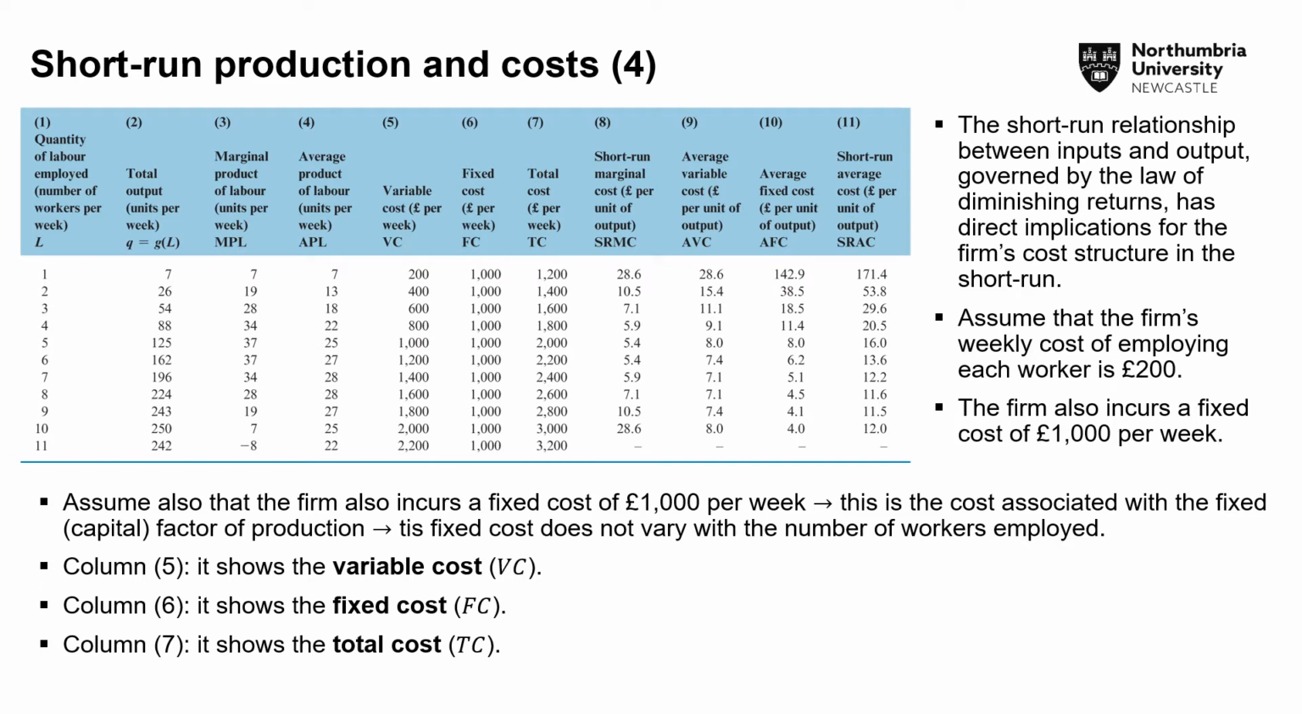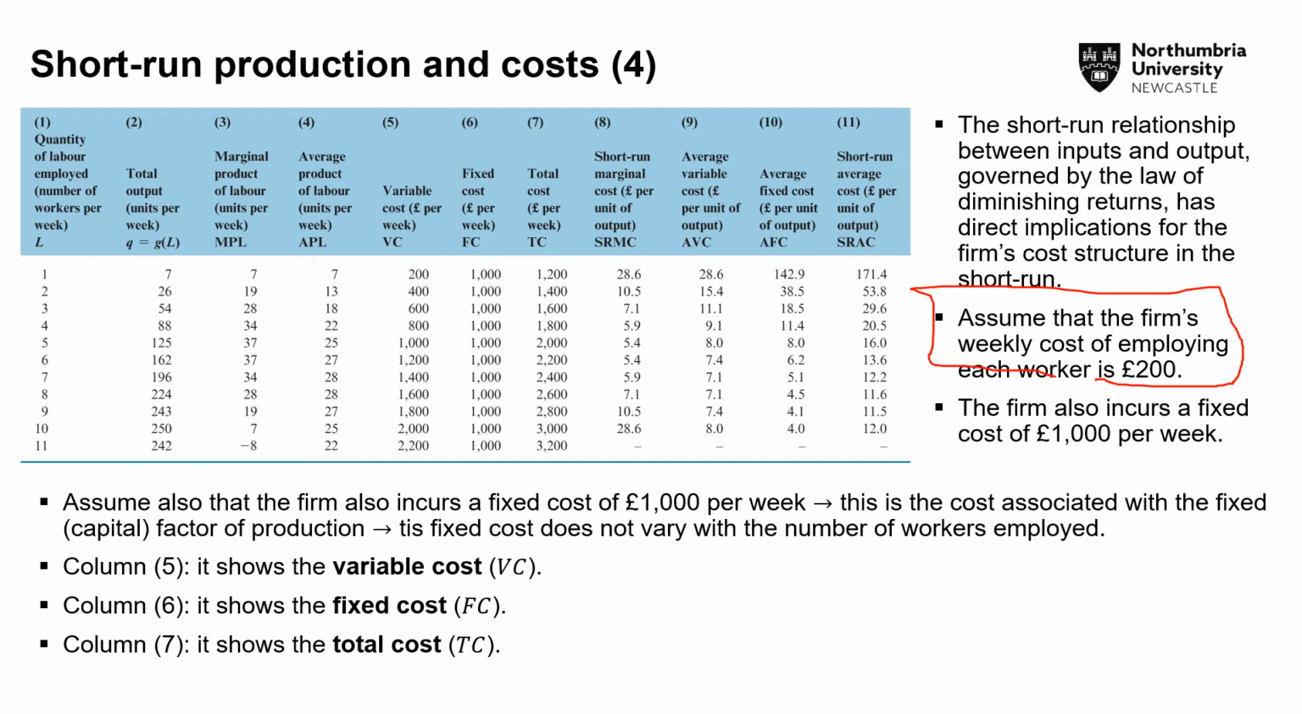Next, we define the variable costs, fixed costs and total costs. So let's say that each worker receives a salary of £200 per week. That is our variable cost. Why? Because as we hire more workers to produce more output, the costs associated with the number of employees change. Hence these are variable costs, and they are associated with a short-term input, in other words, labor.